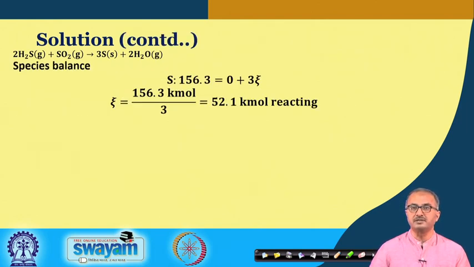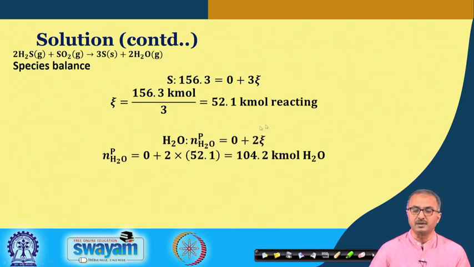Now let us do the species balance one by one. First let us look at sulfur. From the definition of the extent of the reaction, we put this thing and we get the extent of reaction as 52.1 kilomole reacting. Once we know this zeta value, we do one by one for the other components, like H2O.